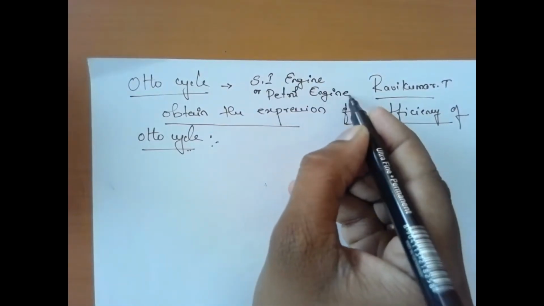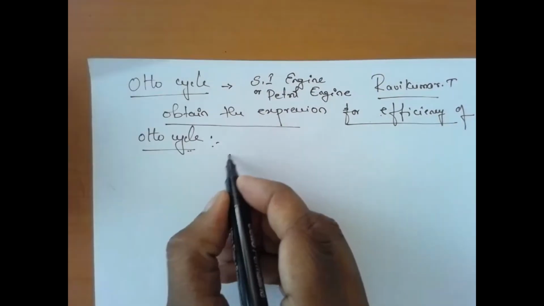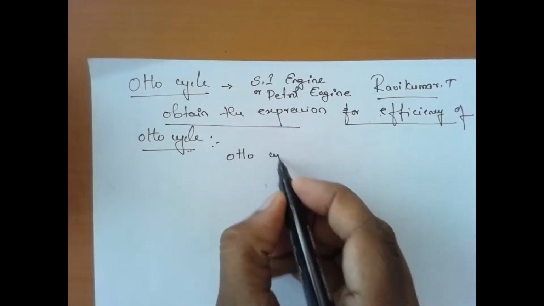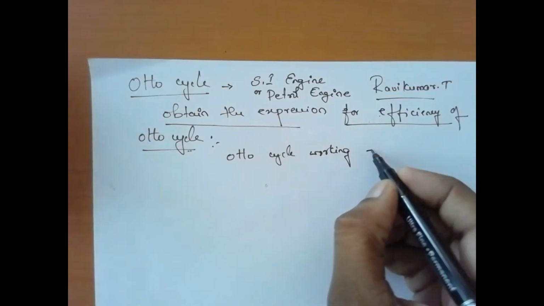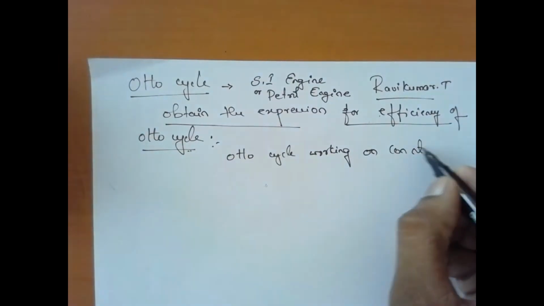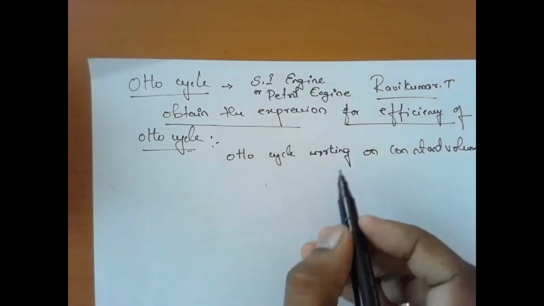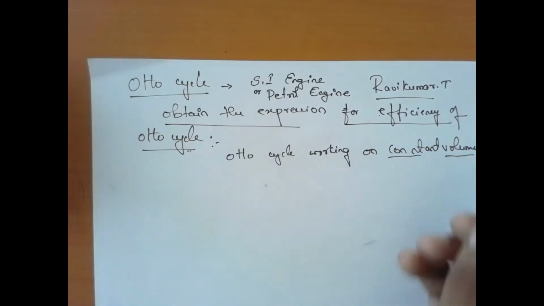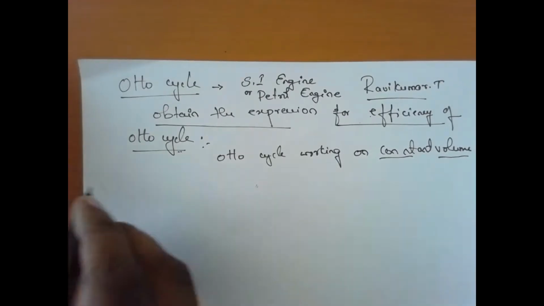This Otto cycle works on constant volume, which means both heat addition and heat rejection take place at constant volume. In the Otto cycle we have four processes.